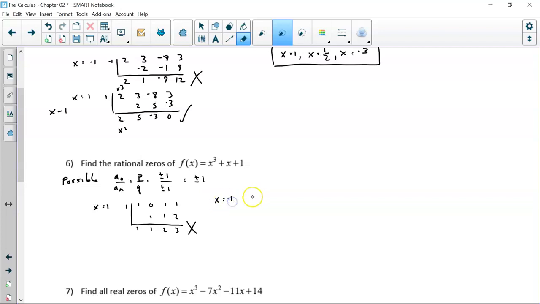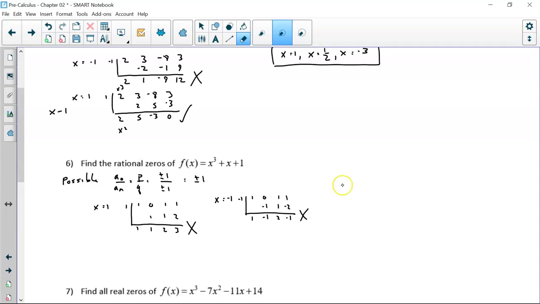X equals negative 1. Let's try that. Sorry, negative 1's on the outside. Negative 1. 1, 0, 1, 1. Got ahead of myself. Negative 1 times 1 is negative 1. Negative 1. 1, which gives us a 2. Negative 1 times 2 is negative 2, which is a negative 1. That didn't work either. Neither of our possible rational zeros worked.